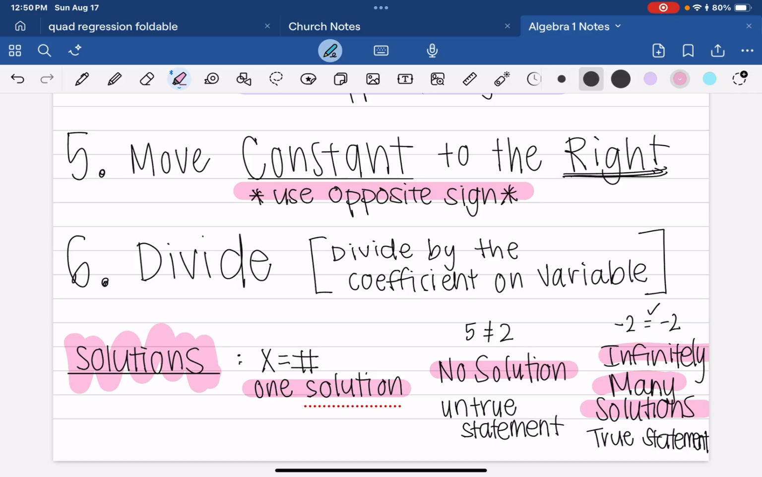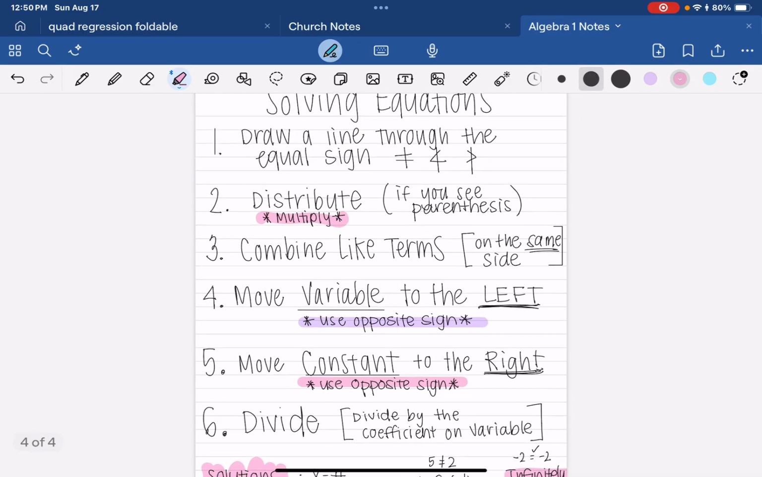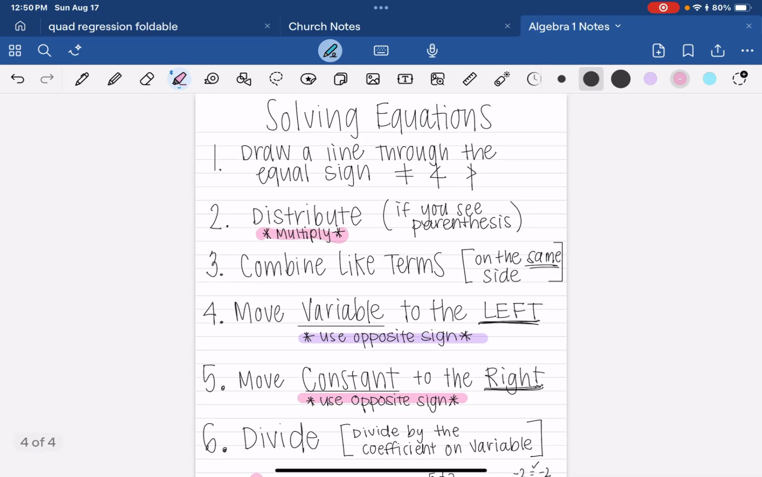All right, so that's the end of our notes. Again, everything right here should have gone on the left side of your journal. On the right side of your journal, you and Miss Baker will work through some examples.